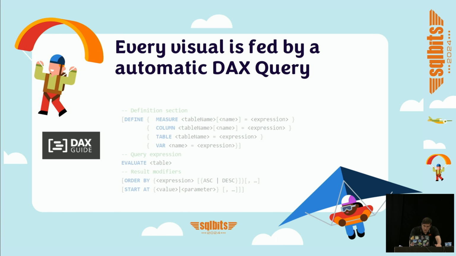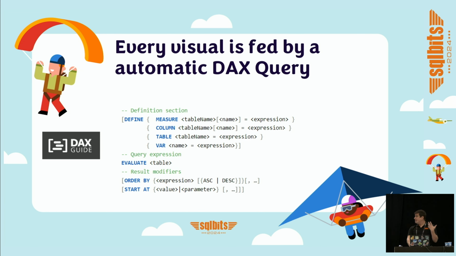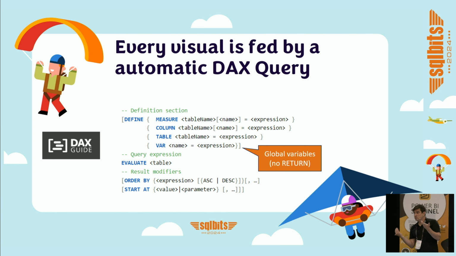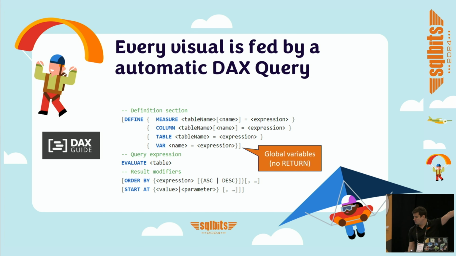So every visual is fed by an automatic DAX query. And that's the structure of a DAX query. If you've been watching Marco's sessions, he's shown a lot. But it starts with a define block where you can define measures, columns, or tables, which is kind of changing your data model. But you can also declare variables. And here I call them global variables because they are in the define block. You don't need the return here.